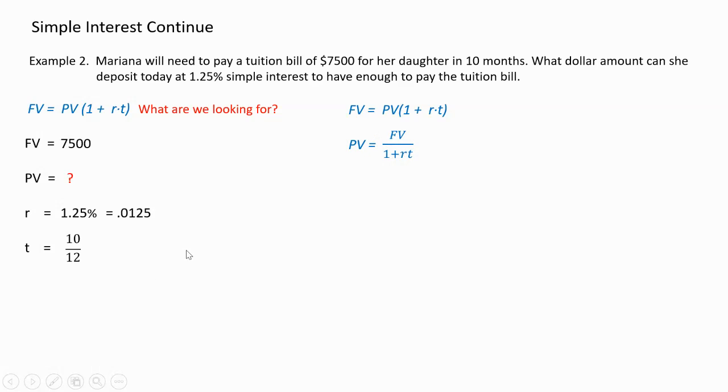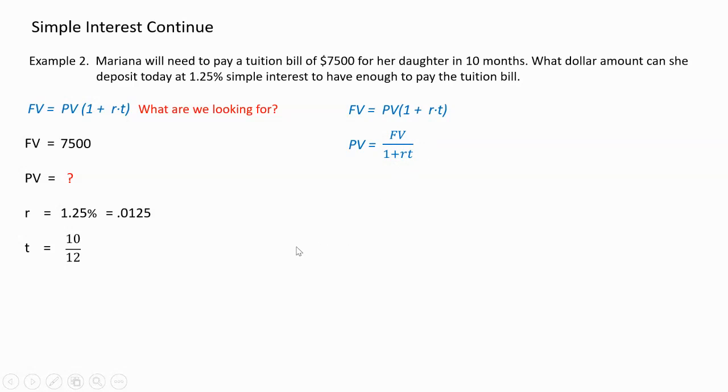Now, the book and also my MyMathLab want you to use this formula to find the present value. How did they get this formula? All they did was divide both sides by 1 plus r times t. That's why PV is equal to the future value over 1 plus r times t. I want to show you how to do it this way, but then I'm going to show you how to do it another way.